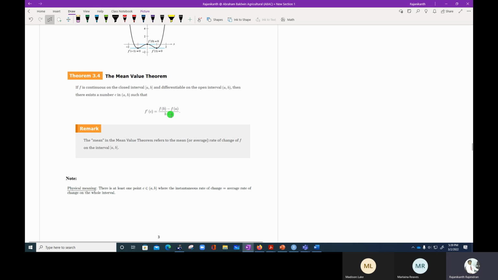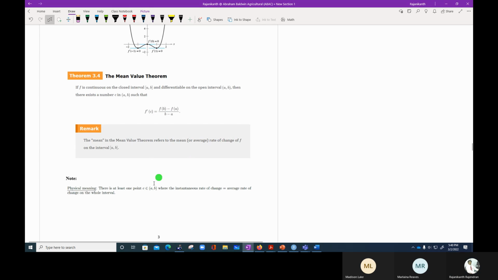Okay, what is this guy? Function value at the right-hand point of the interval [a, b], subtract the function value at the left point of the interval, then divide by the difference between b and a, in other words, the length of the interval, right? So this is the mean value. Mean means nothing but the average. Basically, you are finding the rate of change of the function.